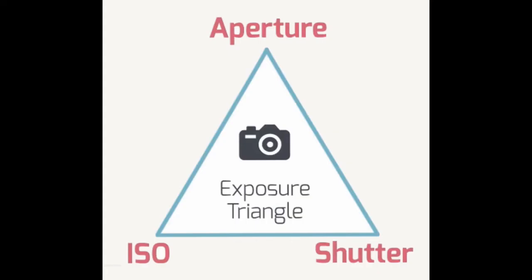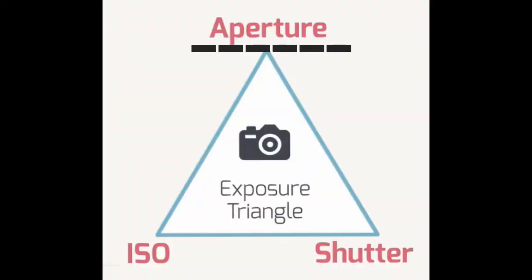Okay, well, the exposure triangle consists of 3 points. Those 3 points are aperture, shutter speed, and ISO. Now, first of all, the aperture. This is known as the f-stop.